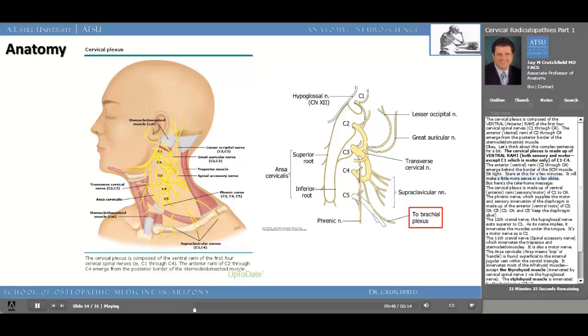Sit tight. Stare at this for a few minutes. It'll make a little more sense in a few slides. But here's the take-home message. The cervical plexus is made up of ventral anterior rami, sensory and motor, of C1 to C4.